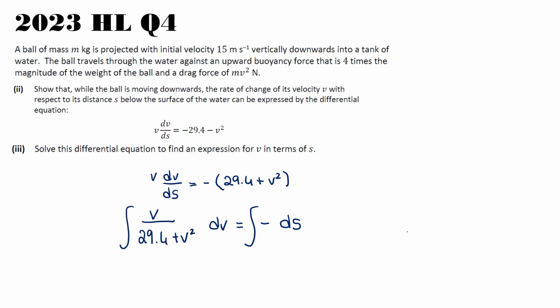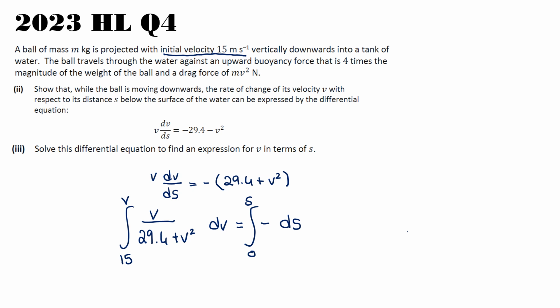So displacement, unless you're told otherwise, will always start at 0, because we talk about generally how far you've displaced from its starting point. So when displacement was 0, at the very start, the initial velocity, which we had earlier in the question, is going to be 15. And then when the displacement is s, the velocity is v. So on the right hand side, that's going to integrate really, really nicely and quickly.